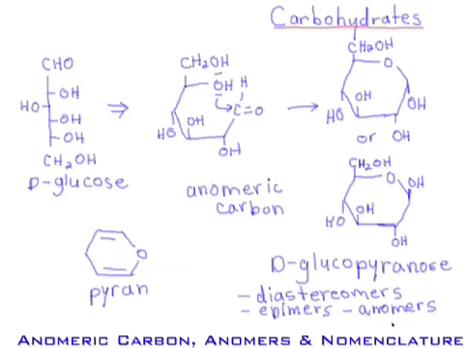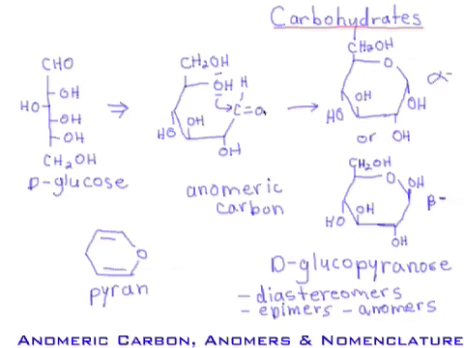Now, in order to distinguish between the two stereoisomers, we're going to use the Greek letters alpha and beta. Alpha will refer to the anomeric hydroxyl group on the same side as the reference group. So if the hydroxyl is on the same side, it is called alpha, and so this would be alpha-D-glucopyranose. If the hydroxyl is on the side opposite the reference OH, the one that determines whether it's D or L, it is referred to as beta.